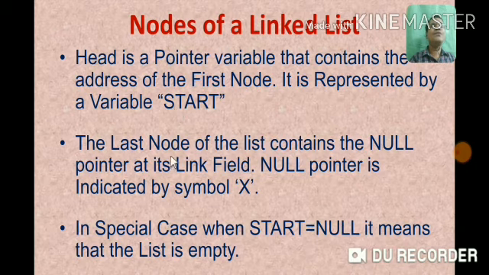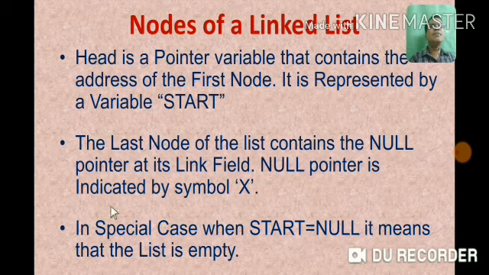The last node of the list will contain the null pointer in its link field. This indicates that there is no node following the current node, meaning this is the last node of the list. It is indicated by the null pointer. In the linked list we indicate it by this cross symbol, which shows that it is the last node.